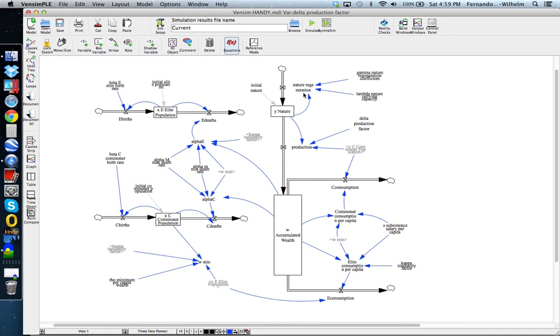So this is a classical example, but I want you to play around with this model. There is a sustainable scenario. One of the sub scenarios under scenario 3 in the handy paper that we discussed in class does allow for a coexistence of elites and commoners and nature and wealth in a sustainable fashion. So that's one scenario you can run, and you can tweak around some more of the parameters, particularly play around with this delta factor and see what happens if you tweak it up and down, and see how that goes.